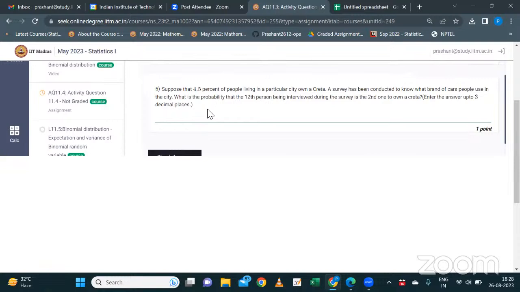How did you approach this? What I thought was that if the 12th person is the second one, then the first one may be from the first 11 people. But after that, I didn't know how to approach, because among the 11 it could be anyone. I have no idea how to form it.